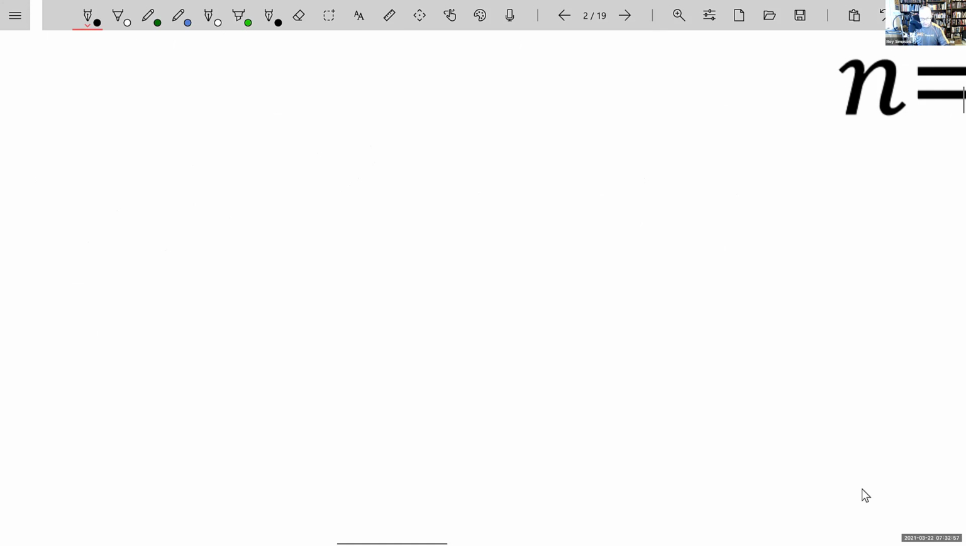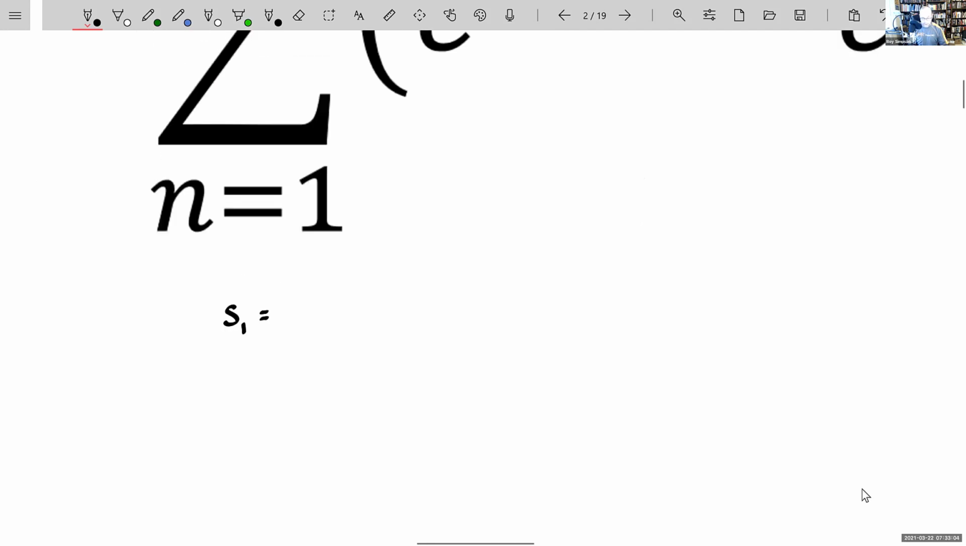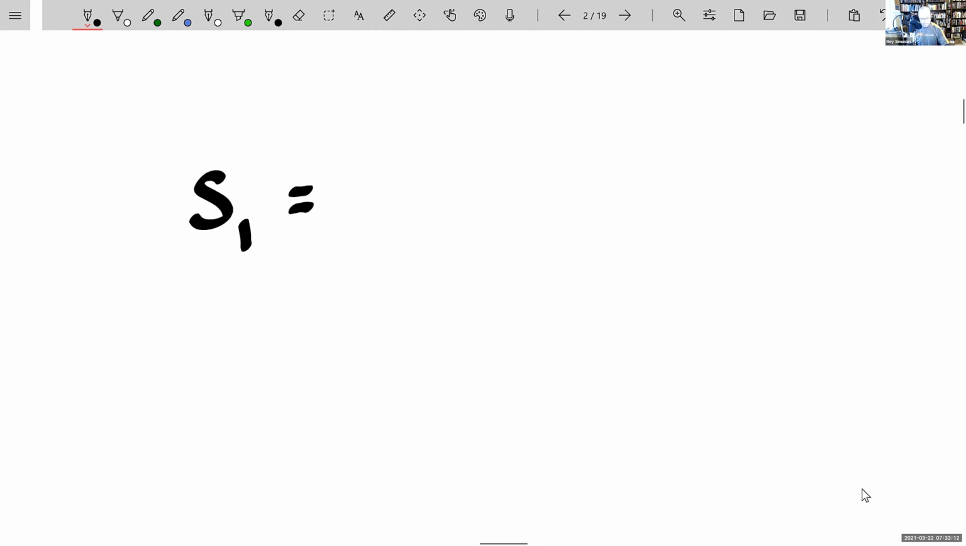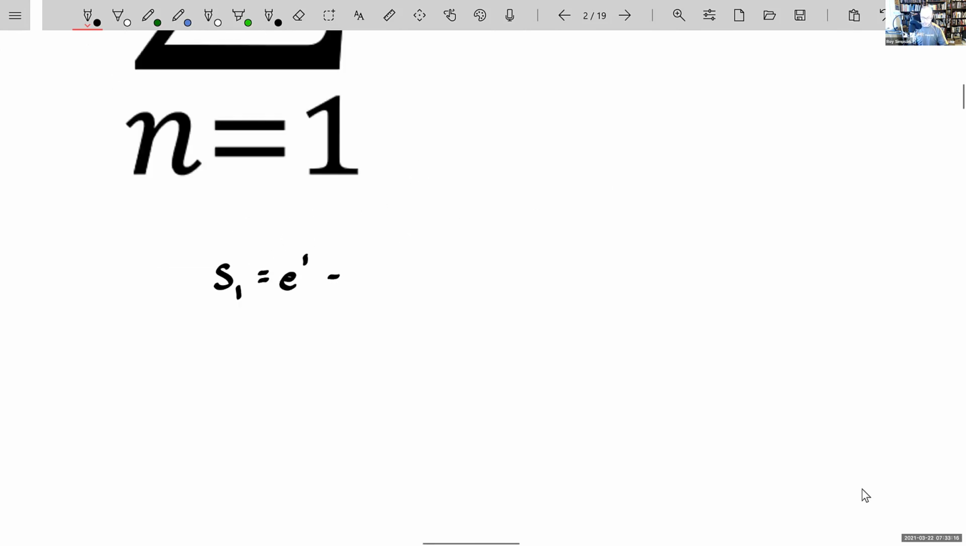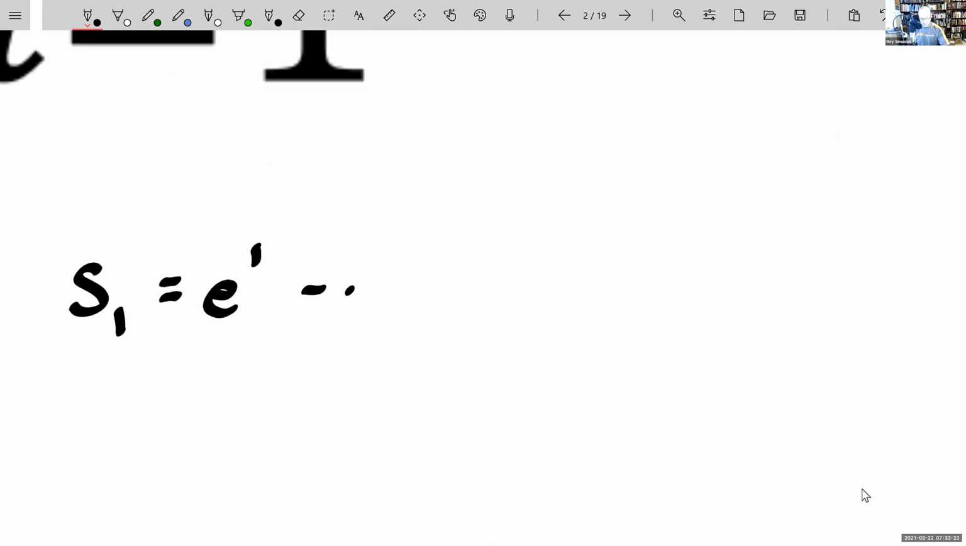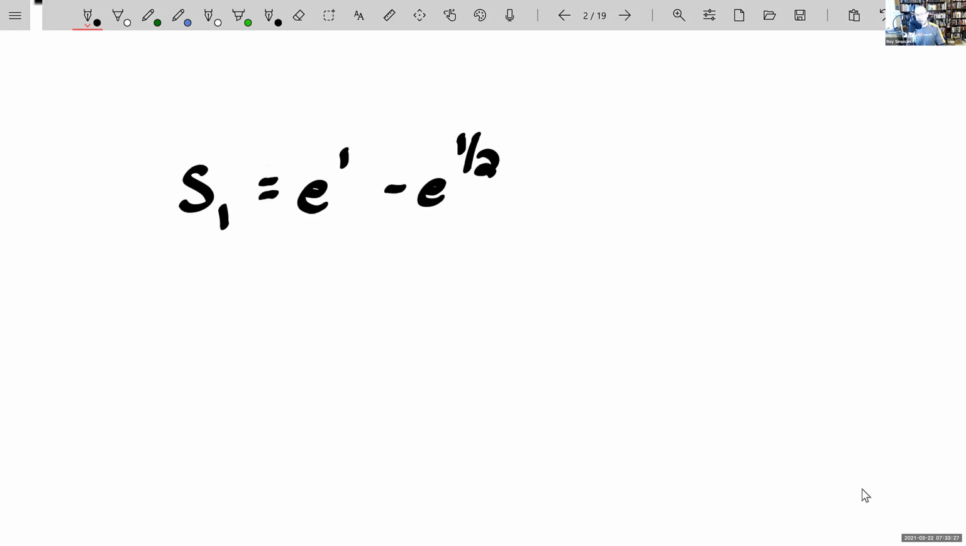And I'm going to zoom in down below here. S sub 1 is just going to be, zooming out, I'll just let these ends right here be 1. That's it. Nothing big. So that'll be e to the first minus, zooming back out, e to the 1/2. Okay, and I'm not going to do anything like simplify that.